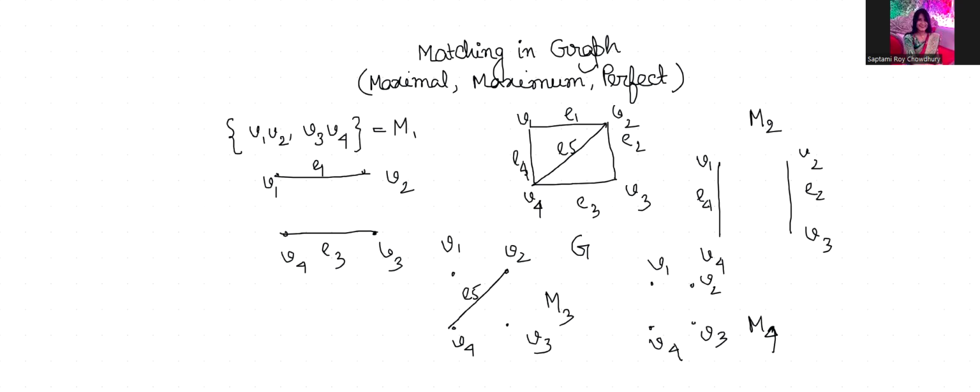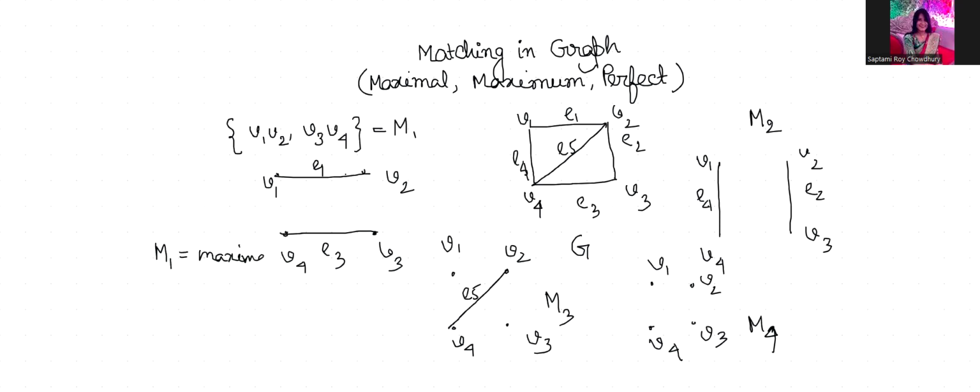Now we have to find out the maximal matching. Maximal matching means if in any matching, we add any one edge, then the matching conditions are not satisfied. Now, if we connect this edge, then the matching property is violated here as these two are adjacent edges. So we can't draw this. So M1 is a maximal matching.